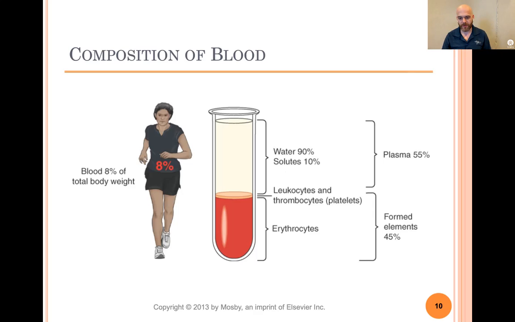The erythrocytes on the bottom, the red part, those are your red blood cells. So you can see your blood is actually mostly made out of water and other solutes. There's only a very thin layer there of leukocytes and platelets. So leukocytes are white blood cells that are our immune system. So a lot of our blood is made up of water, which you can see.